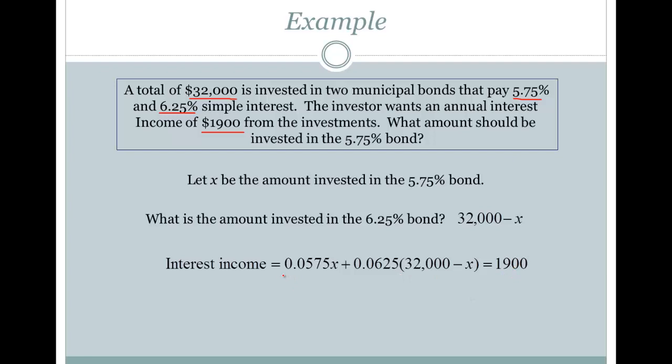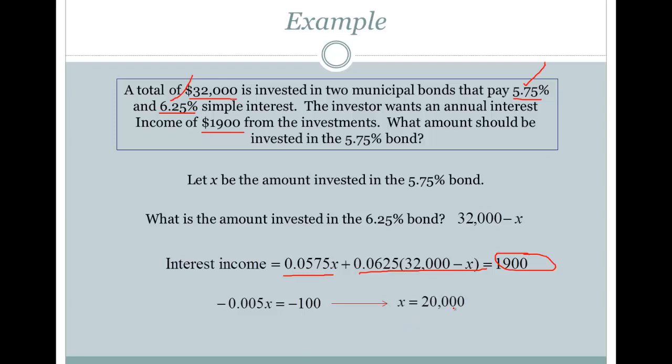Again, this is the interest from this bond right there. This part is getting me the interest from this one right there. And I know that the total interest income has to equal 1,900 as stated right there. Now I have an equation of one unknown. I can combine like terms, and I can solve for X.